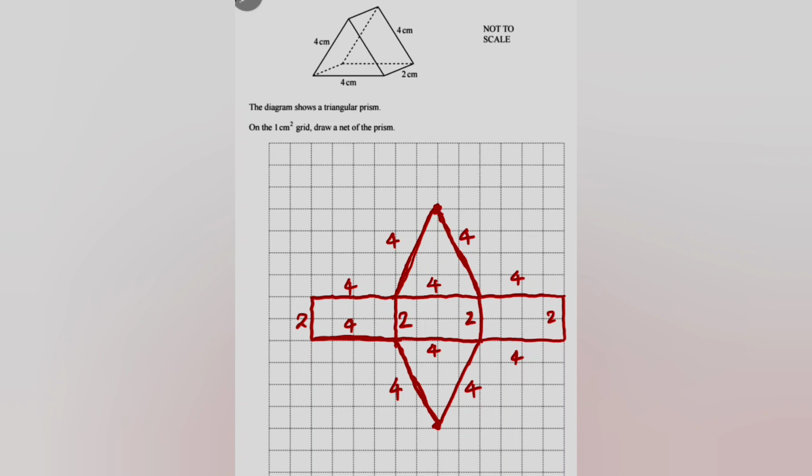This is IGCSE 0580 paper 2023 QP 13 question. We have to make the net of this triangular prism on a 1 centimeter square grid. So it is done before you.